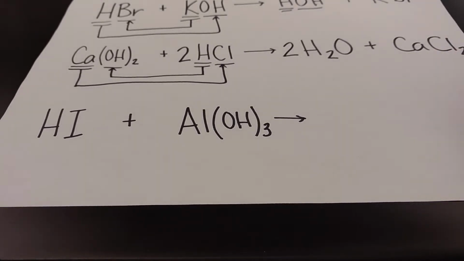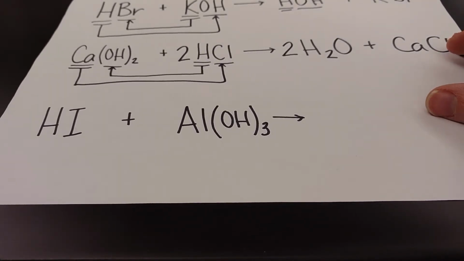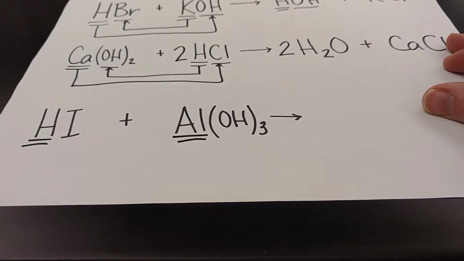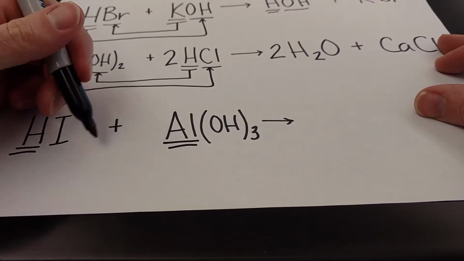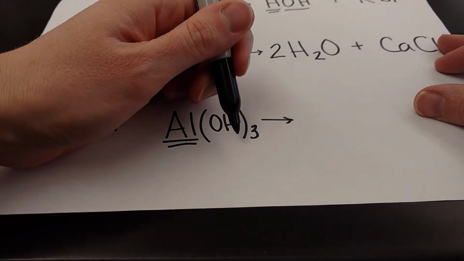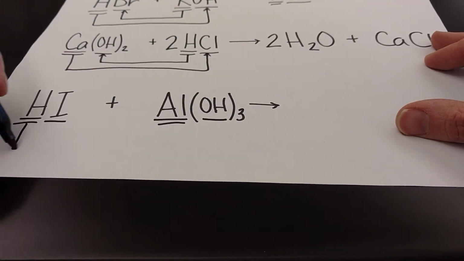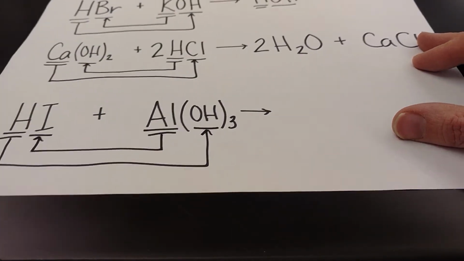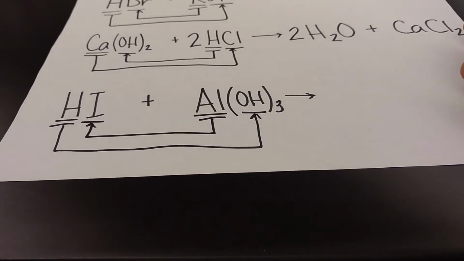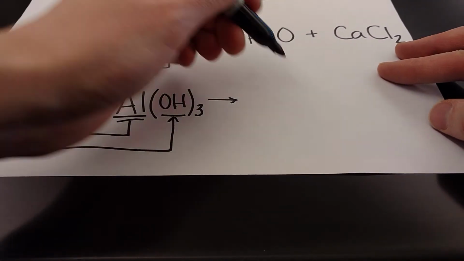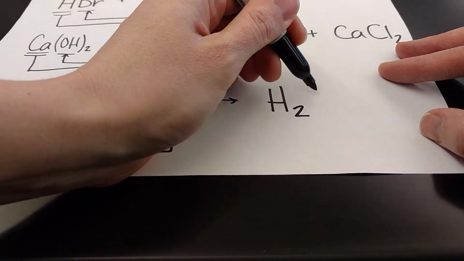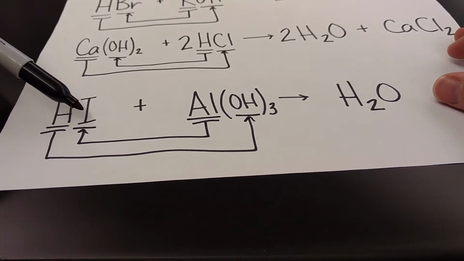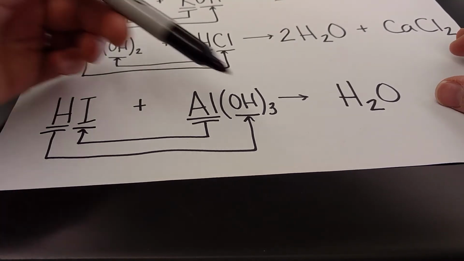Okay, here, HI and Al(OH)3. Okay, same thing, our acid and our base have a cation. Our acid and our base have an anion. Okay, the H and the OH together make water, so automatically we can write H2O. Okay, then we have our aluminum and iodine need to make a compound. Again, you ignore this number.